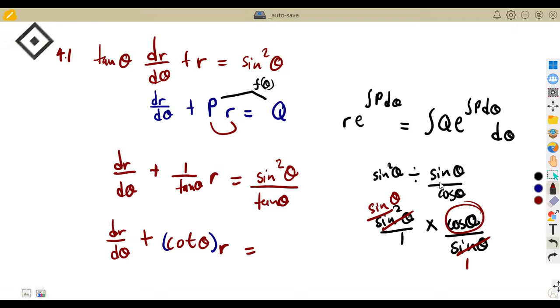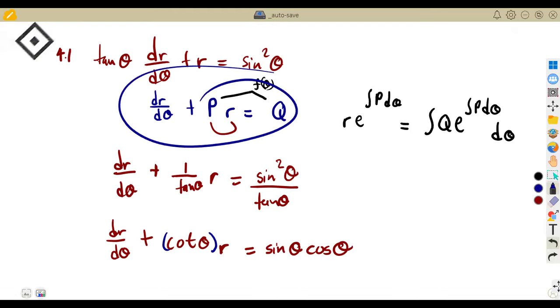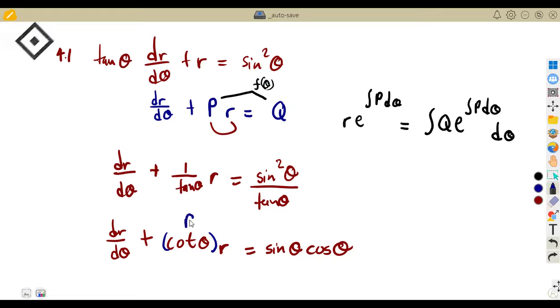So we can leave it like that, sine theta cos theta, as it is, all right? Let us just leave it like that. So that is what we are supposed to have in our normal simplification. We have this format now. We're just rewriting in this format here. So it means this is our P and this is our Q, functions of what? Of theta, and this is our R.